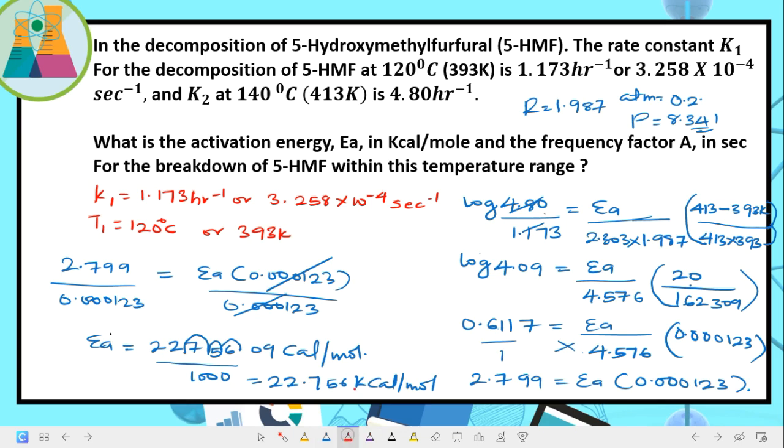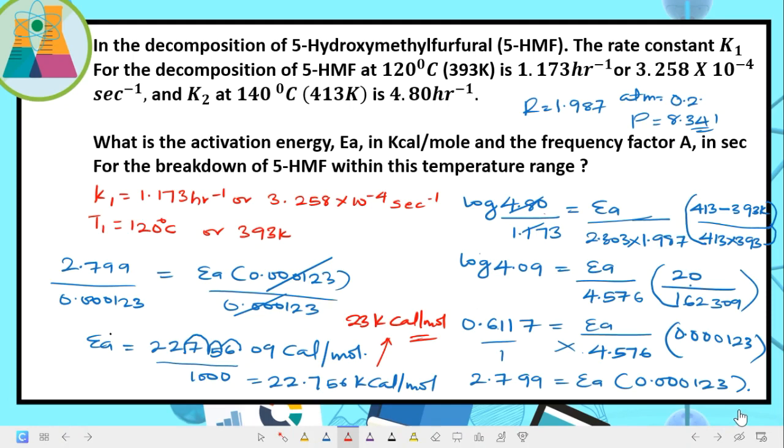Now if you approximate 22.7 to give us what? Let me quickly write it here. This will give us 23 kilocalorie per mole. Okay, 23 kilocalories per mole, and that was how they got that answer. So our EA now, which is the activation energy, is 23 kilocalories per mole. So that is the answer to that particular one.